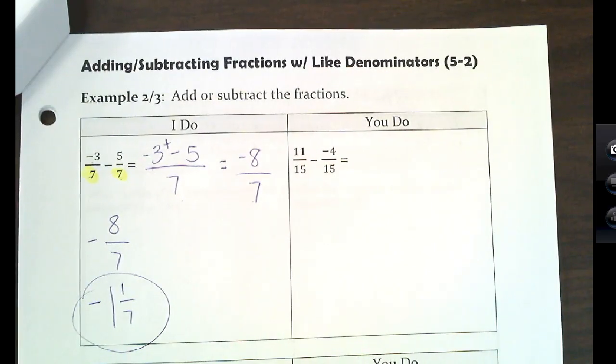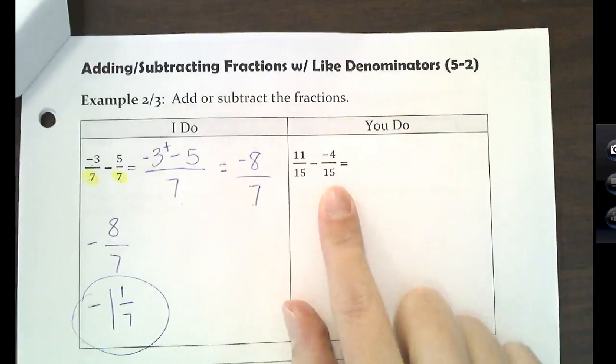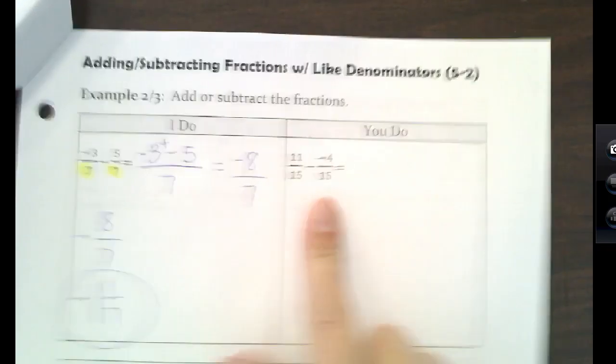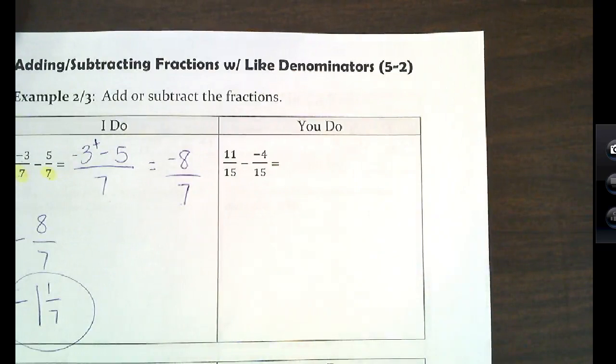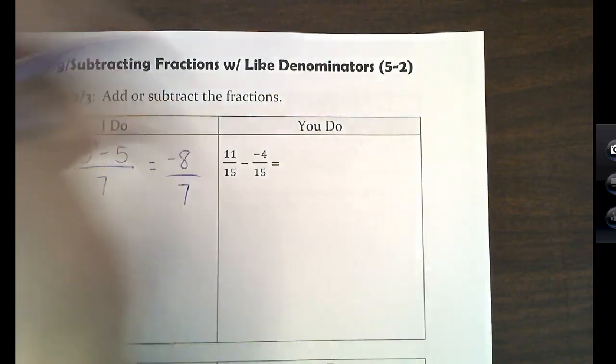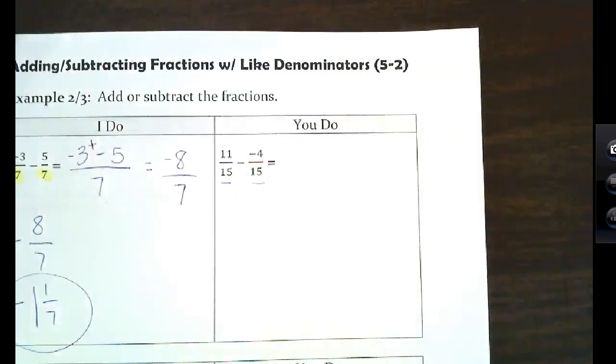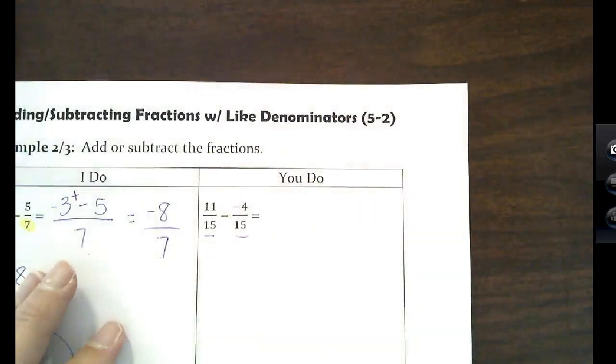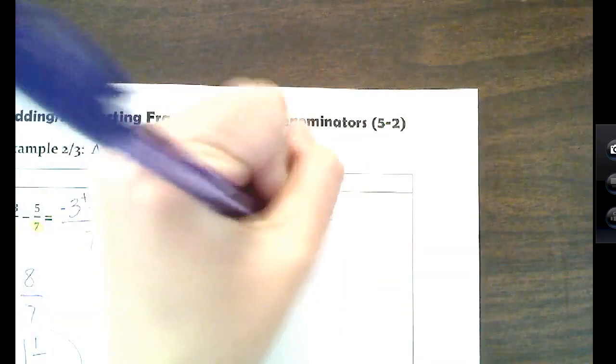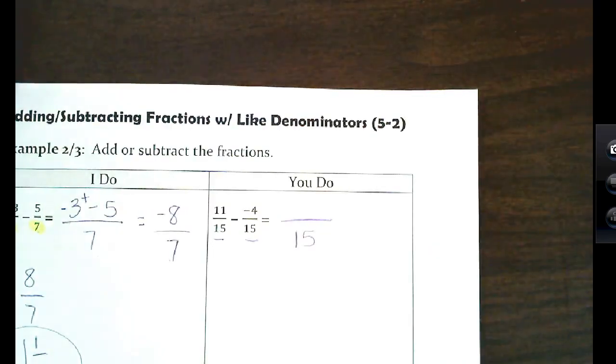All right, let's take a look at this one. First thing I want you to do is go ahead and underline your denominators for me. Underline your denominators. And what did you underline? 15. Very good. So do we have the same denominator? Absolutely. So keep that denominator. We're going to start writing our answer. We're putting that 15 down in the denominator, on the bottom of our fraction.